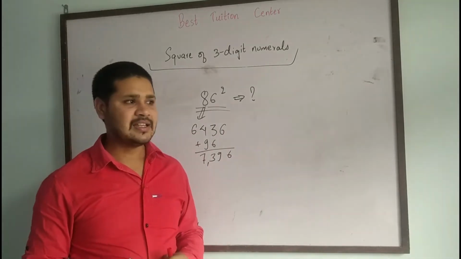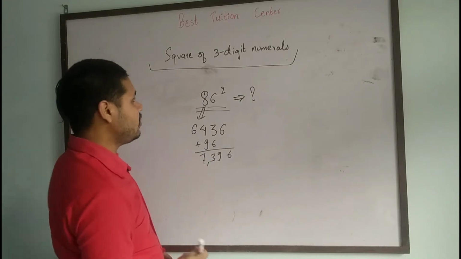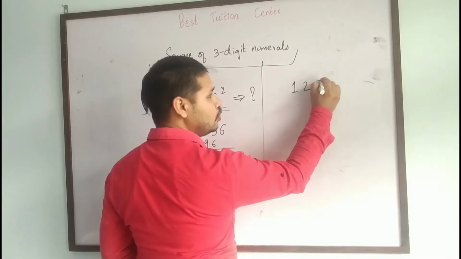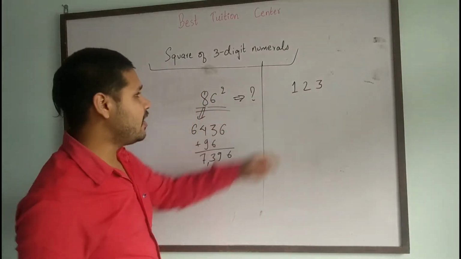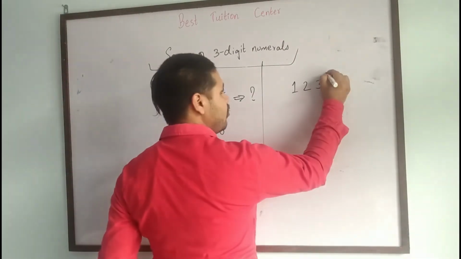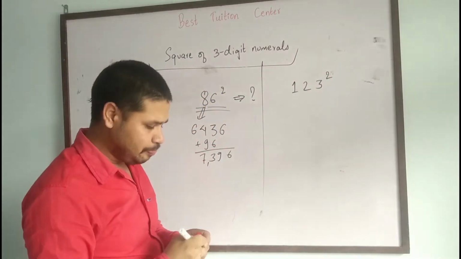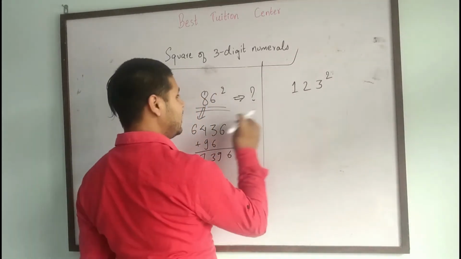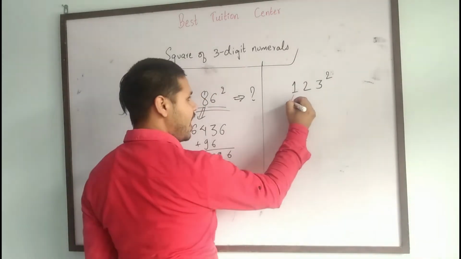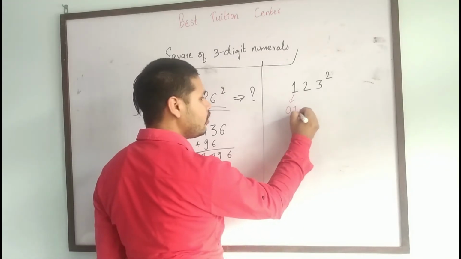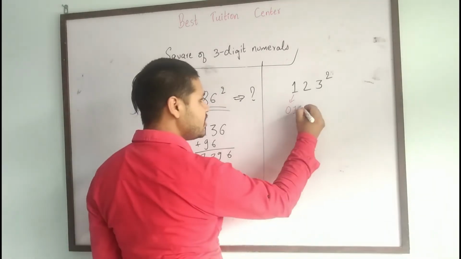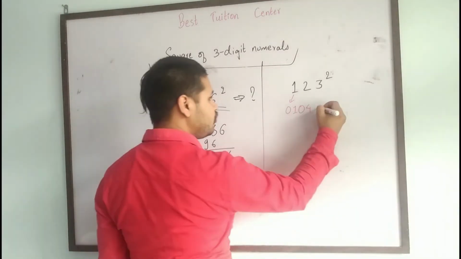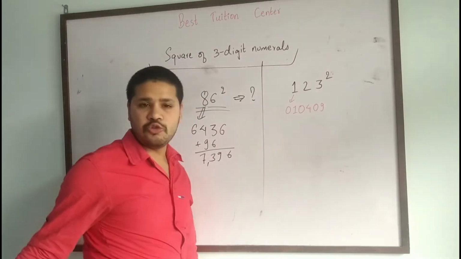So let's get started with the first question. What is the square of 123? The first thing we need to do is multiply the individual digits, the way we did here. The square of 1 is 1, right? The square of 2 is 4, so we write 04. The square of 3 is 9, so we write 09.